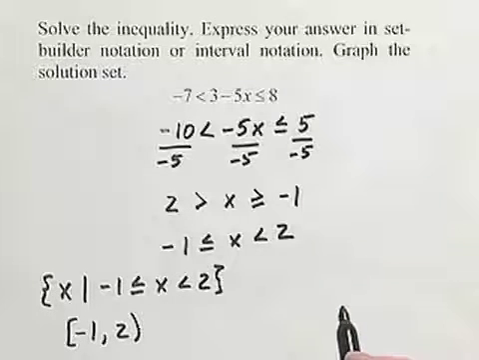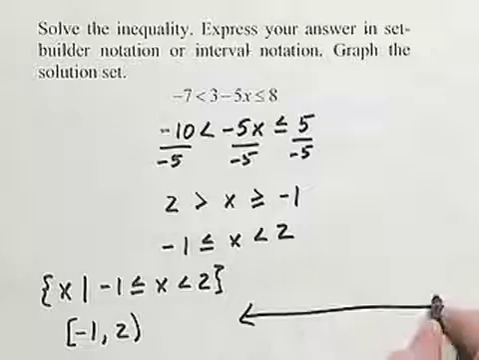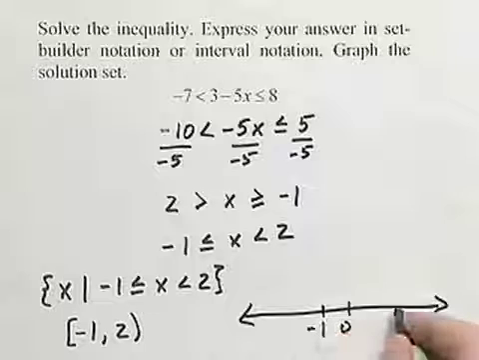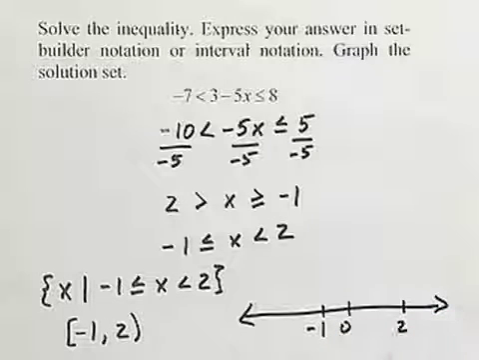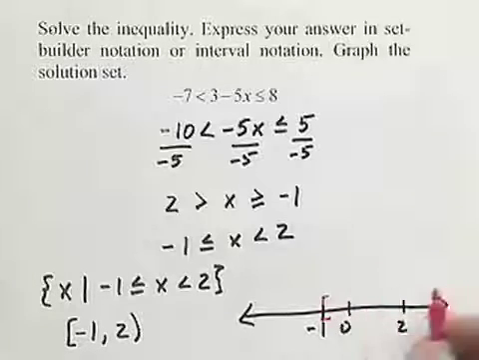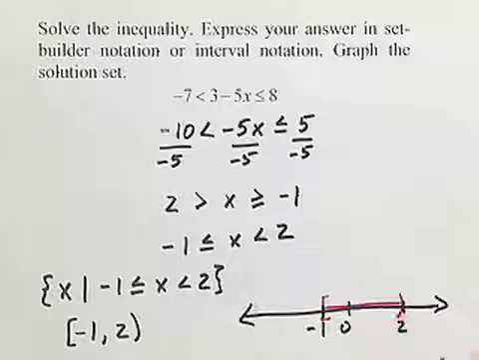The last thing we need to do is graph that solution set. So we'll draw our number line. I like to mark off 0, mark off negative 1, mark off a 2. And then now we need to graph all values for x that are between negative 1 and 2, but we want to include negative 1. So we put a square bracket at negative 1 and a parenthesis at 2, and then we shade in between. And there's our graph.